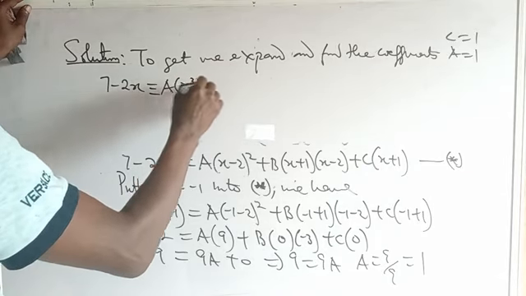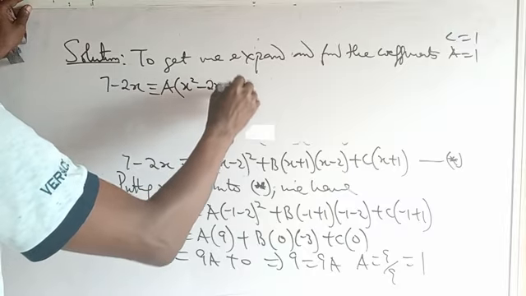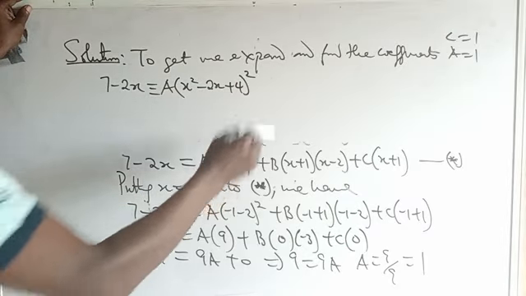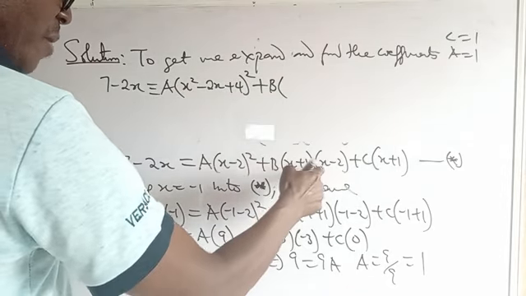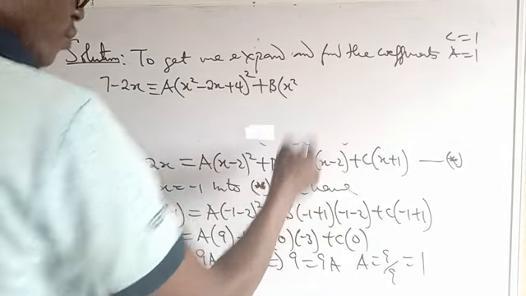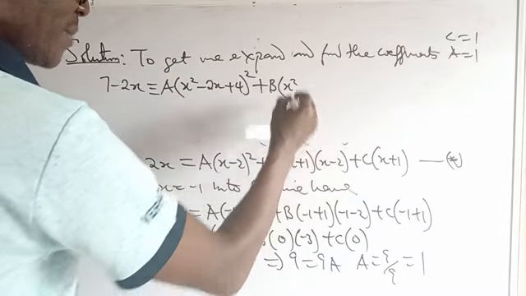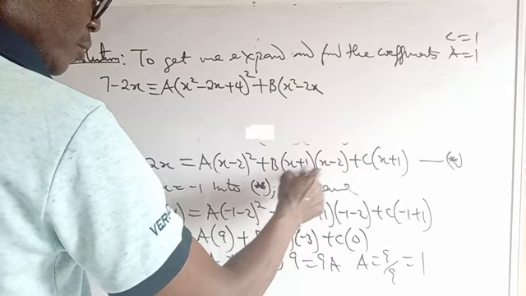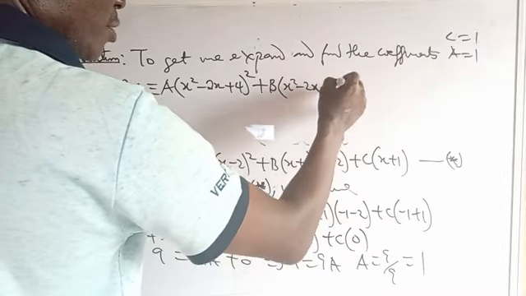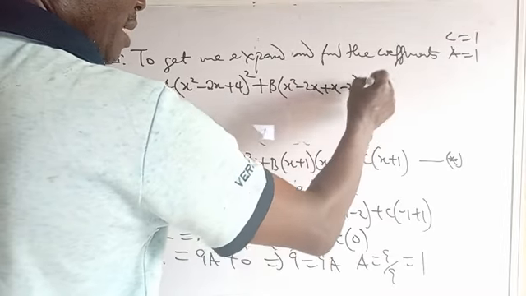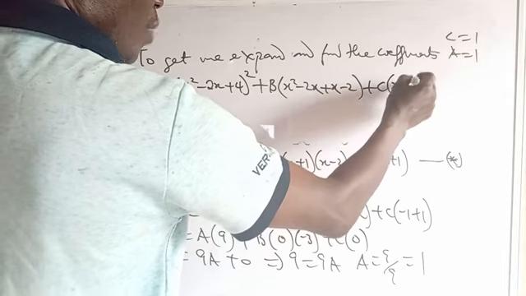x squared minus 2x plus 4, all squared. Then plus b times (x squared minus 2x plus x minus 2), multiplying each term in turn, then plus c times (x plus 1).